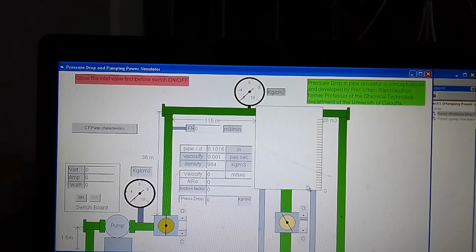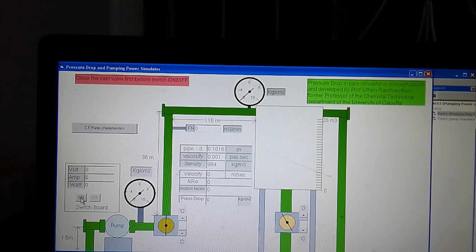Here it falls, and the rise of level can be measured with the help of a stopwatch to understand the flow rate. Now at the beginning this tank is empty and the pump is not yet started. So we check whether the valve is fully shut or not. We have to close the valve, and we have to see that the valve is totally closed.